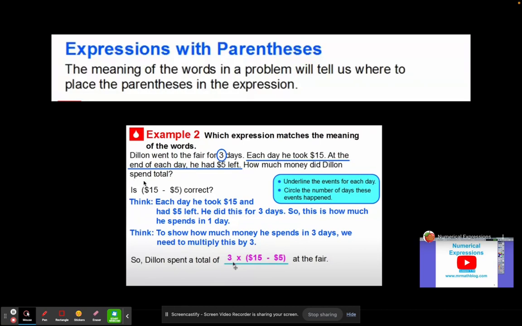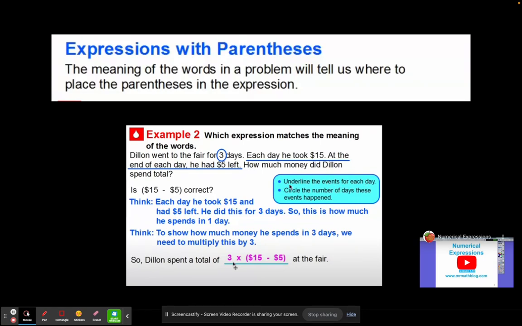Is $15 minus 5 correct? So each day he took 15 bucks. At the end of the day, he had 5 left over. Well, if you take 5 minus 15, are you going to end up with 5 left over? No, you'll have 10 left over. So that's not correct. Okay.